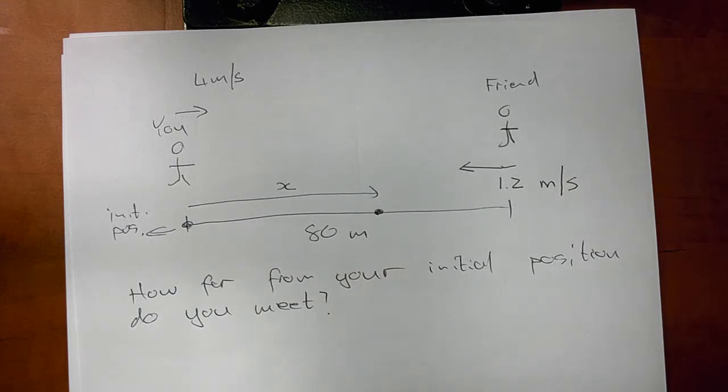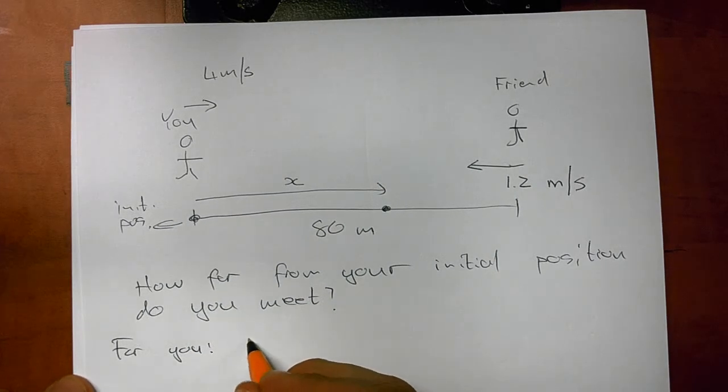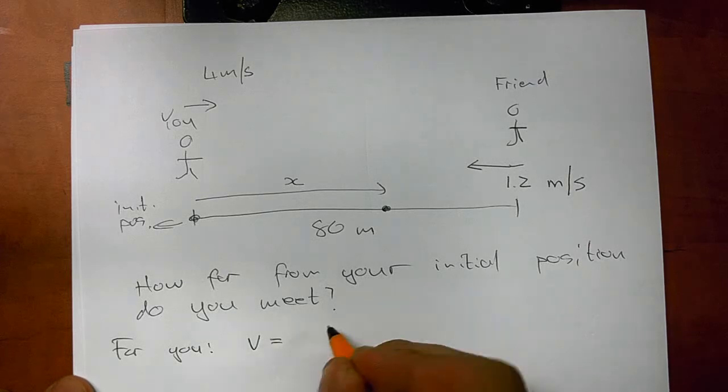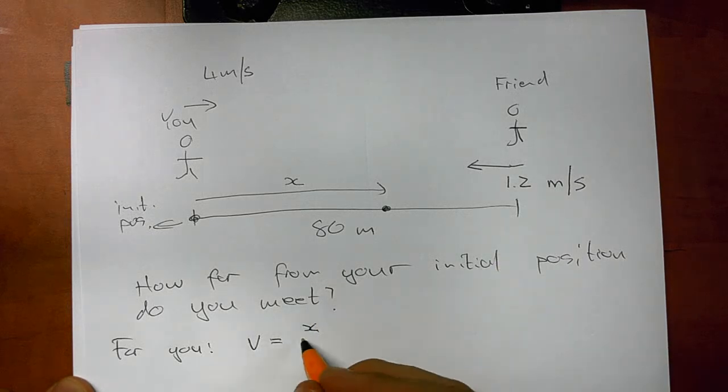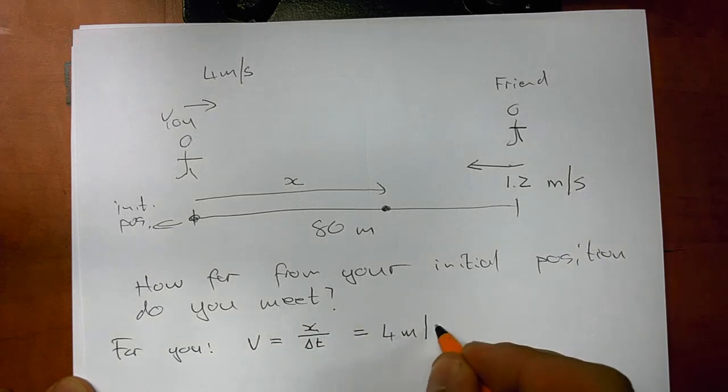So we have got a relationship between distance, the time it takes to travel a distance, and the speed you do it at. So let's look at what we can write down just for you. If we use our definition of speed, we know this is equal to the distance traveled. So you will travel a distance of x to meet your friend, divided by the time it takes. And the only thing we really know here is that this must be equal to 4 meters per second.